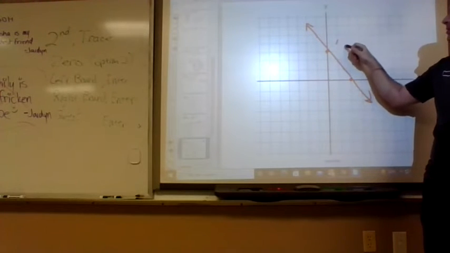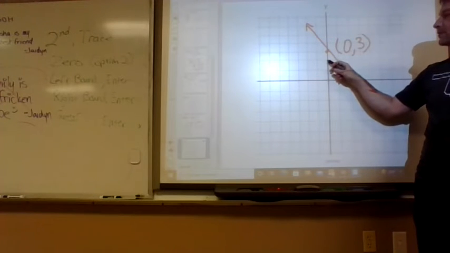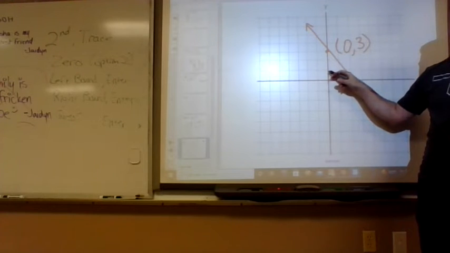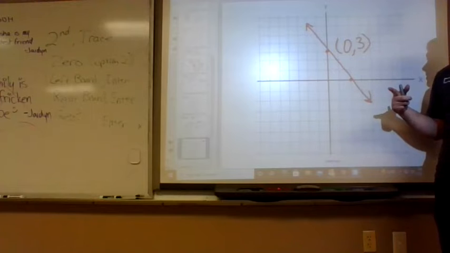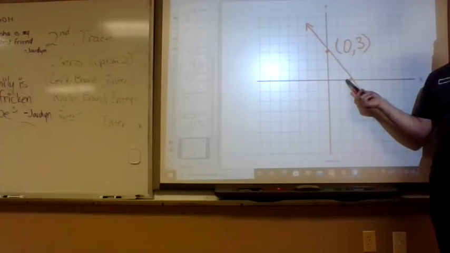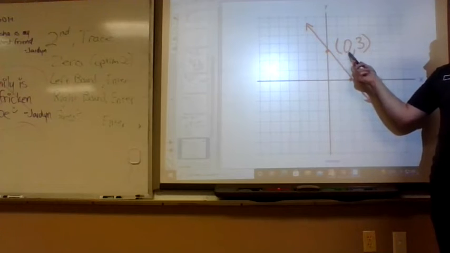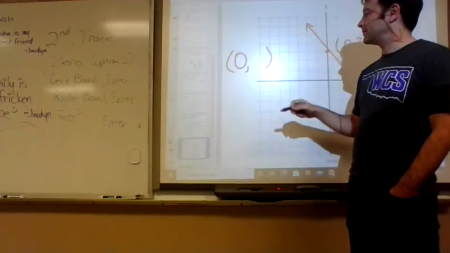0, 3. Okay, what are the coordinates for this point? 0, 1. What do you think we can say for sure is true about any y-intercept? It's 0. So x is always 0. The x value is always 0. So any y-intercept always has an x value of 0.